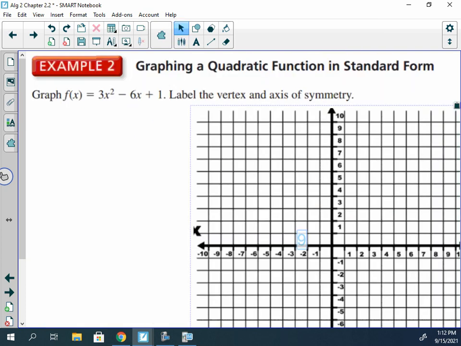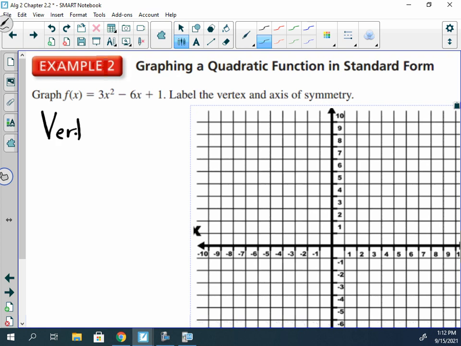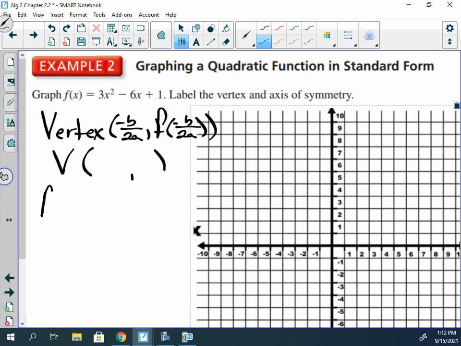But let's actually look at this, because once we actually start doing these, it's not going to seem as bad as you might think it is. So we're going to find the vertex, and we're going to find the axis of symmetry. X is equal to negative b over 2a. So we're going to calculate these here.